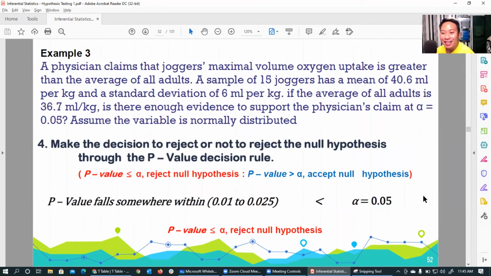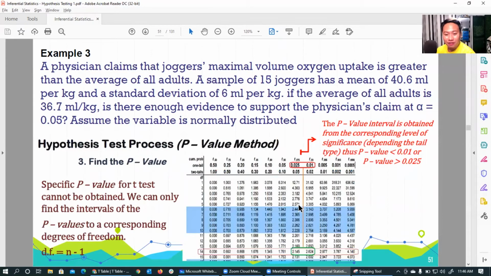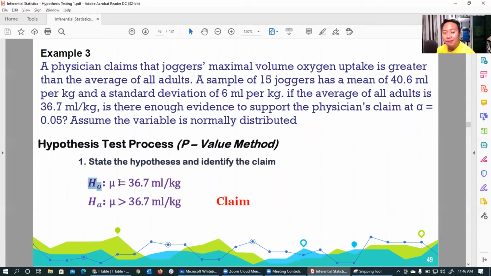So this means that since your interval p-value is less than alpha 0.05, we are going to reject the null hypothesis. Let's go back to the previous step. Our null hypothesis is mu equal to 36.7. We are rejecting this, in other words, accepting the alternative. This means the maximal volume oxygen uptake should be greater than the average of 36.7 of all adults.